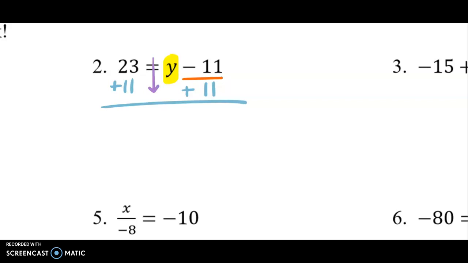Bring our equal sign down. 23 plus 11 is 34. That is equal to, we are just left with y. So y equals 34 would be our answer.